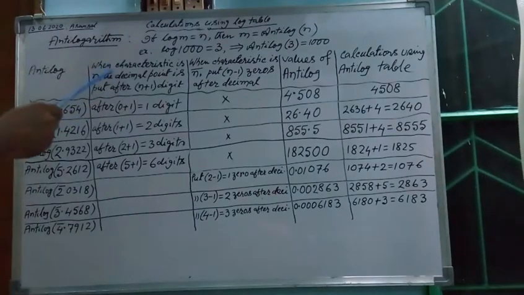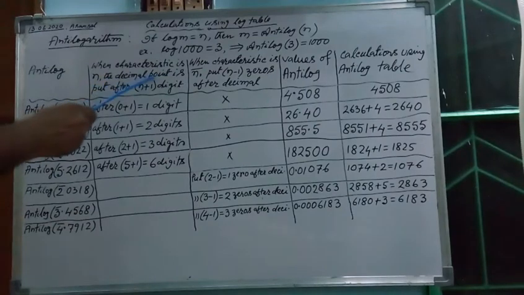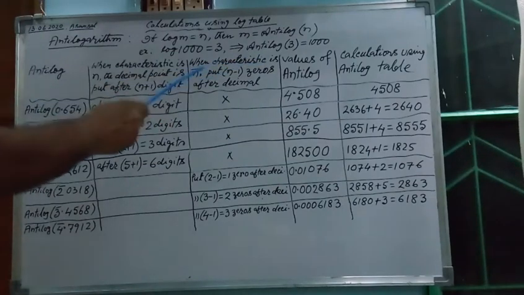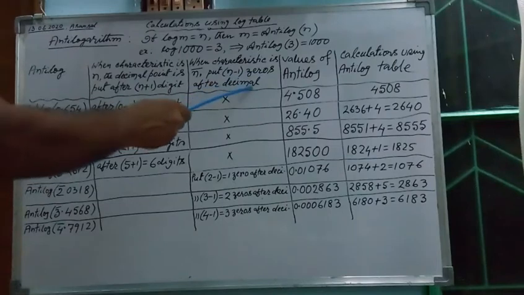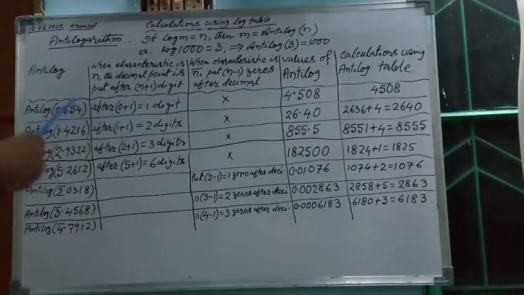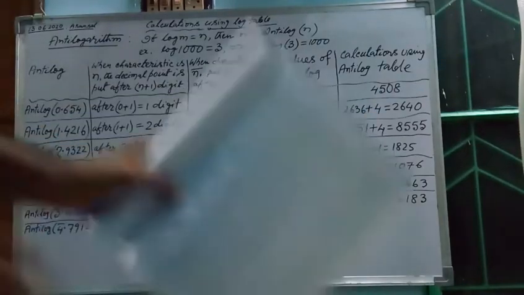I have written here, when the characteristic is n, the decimal point is put after n plus 1 digits. When the characteristic is n bar, put n minus 1 zeros after the decimal. Now, to find the anti-log of 0.654, we will see the anti-log table. This is the anti-log table.